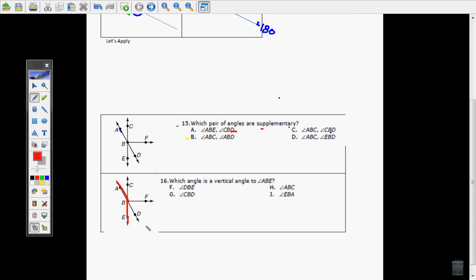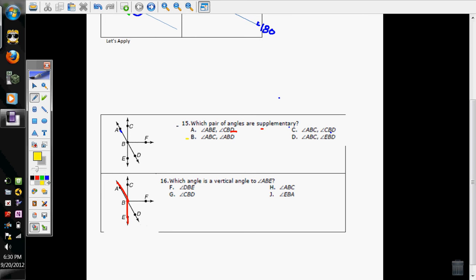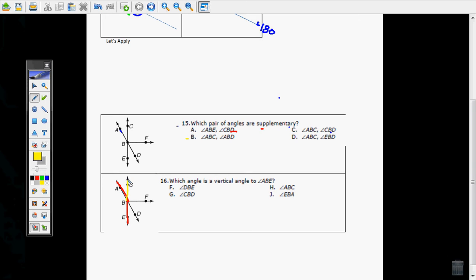I want the angle that's vertical with it. So I am going to make its vertical angle pair. I'm going to highlight it there. It's a wide V, but it's still a V. And that looks like the angles that are across from each other is this one right here, which is CBD.